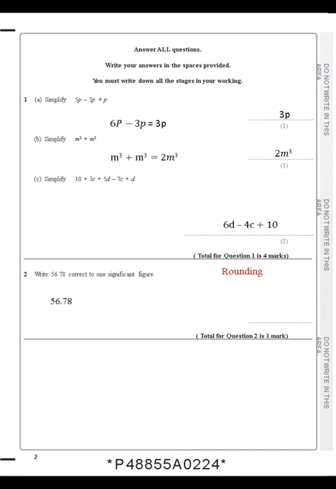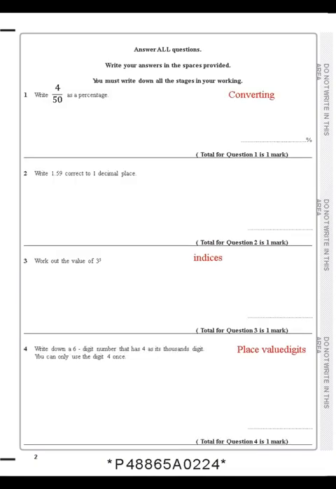Question 2. Write 56.78 correct to one significant figure. So one significant figure means that 6 determines whether we round up or round down. Because it's greater than 5, it means we round up to 60. Therefore, the final answer is 60.